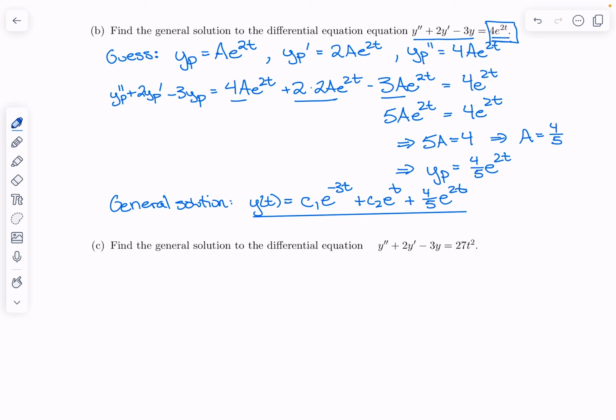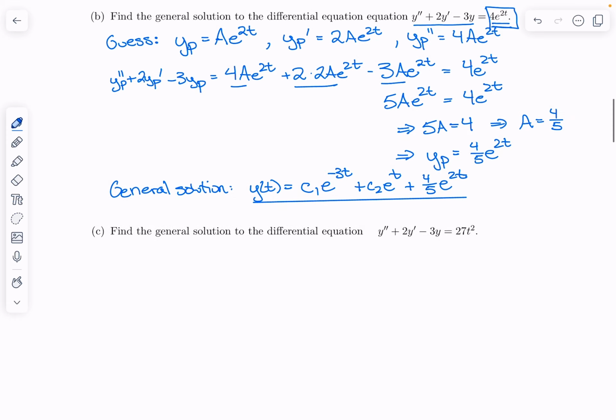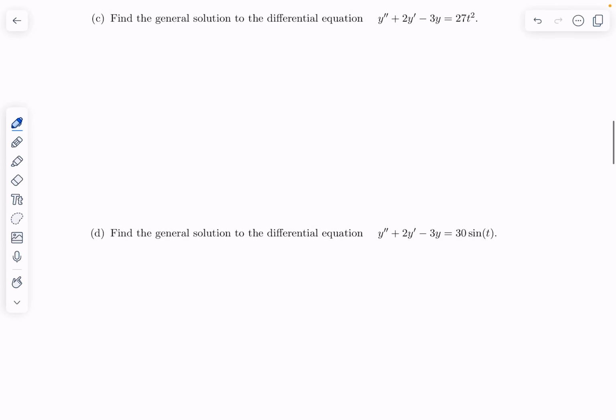So we're going to repeat this process with a few different functions on the right-hand side. The next function that I'd like to try is going to be 27t squared. Again, I already know the solution to the homogeneous problem, so I need to make a guess for my particular solution. I can see that on the right-hand side, I have 27t squared. That's a second-order polynomial, and so the guess that I'm going to make is also going to be a second-order polynomial. In this case, at squared plus bt plus c.